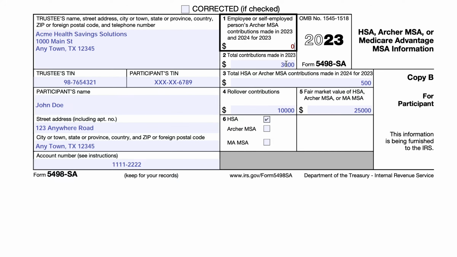In box 3, this would contain any contributions made in the subsequent tax year before the tax filing deadline for that prior year. So because this is the 2023 version, which taxpayers should be expecting to receive by May 31st of 2024, this would be reporting any of those 2024 contributions that were made for the 2023 tax year.